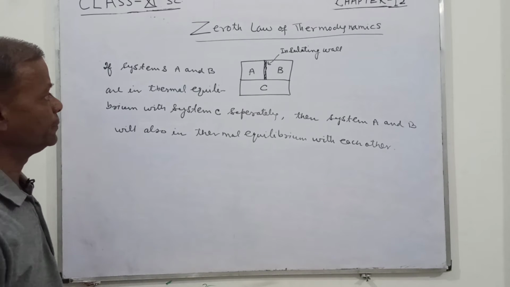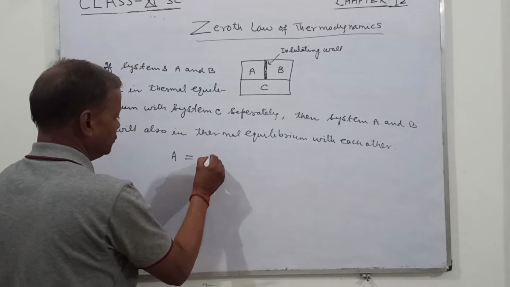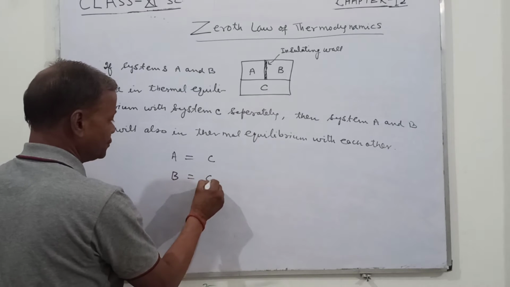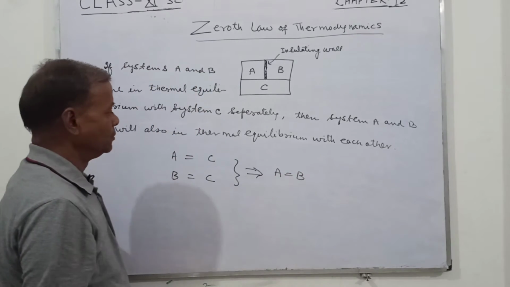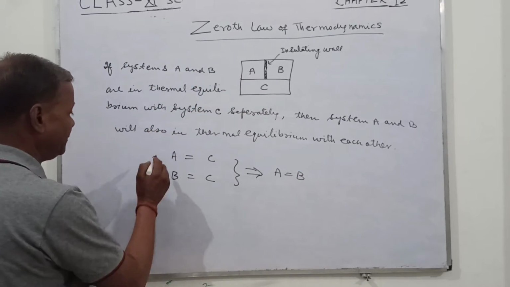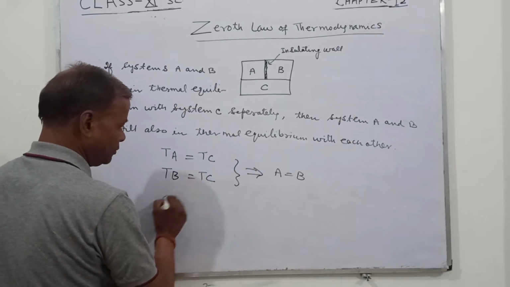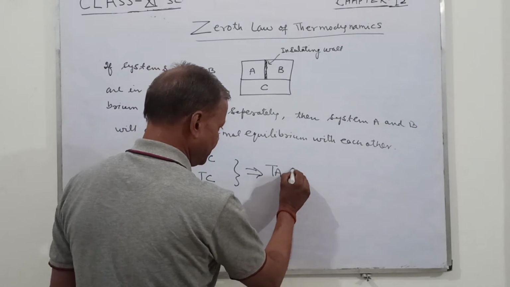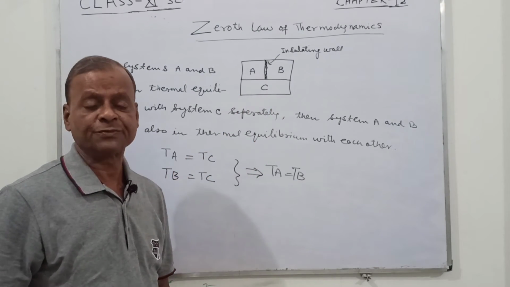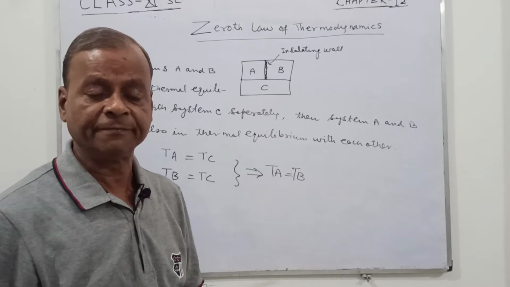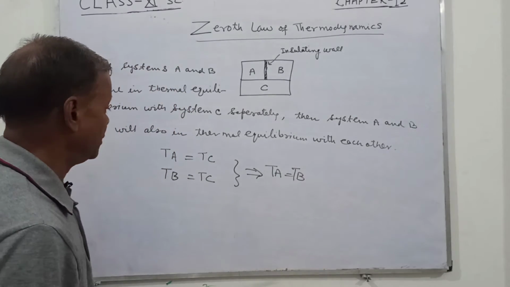It means that if the temperature of system A equals that of C, and B equals C, then A is equal to B. So whatever the temperature, if temperature T A equals T C and temperature T B equals T C, then temperature T A equals temperature T B. So it is said that if any two systems are separately in thermal equilibrium with a third system, then both the systems will be in thermal equilibrium with each other. This is called the Zeroth Law of Thermodynamics.